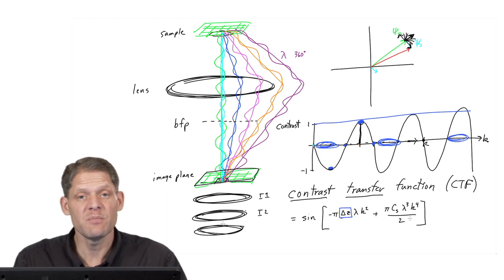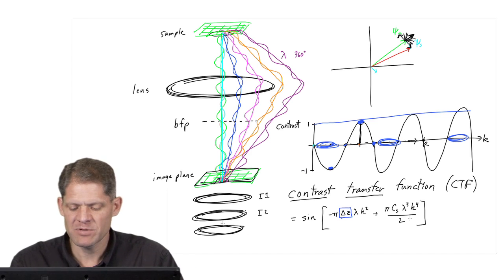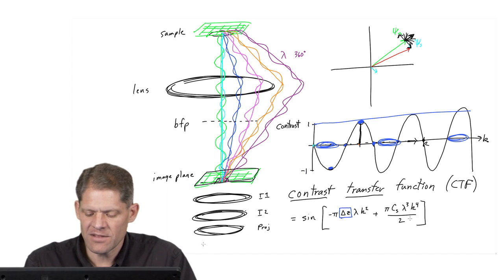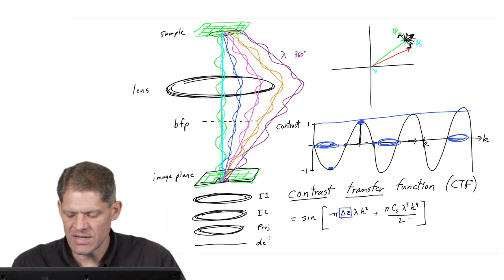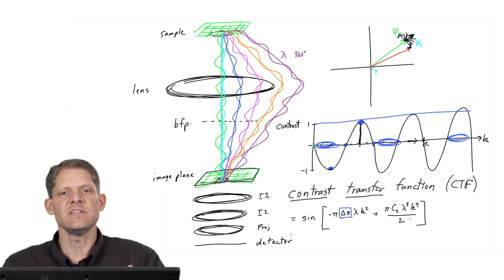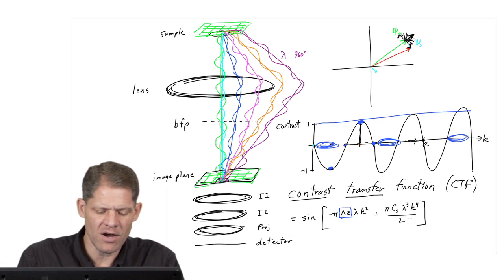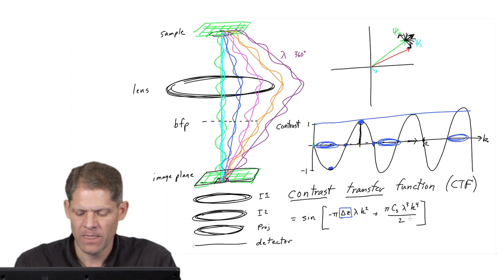There could be other intermediate lenses, but for the purposes of this point, we'll just put two intermediate lenses and then a projector lens, and then finally will be the detector, maybe a piece of film or our CCD camera or whatever we're using as a detector. Then we talked about the concept of conjugate planes.